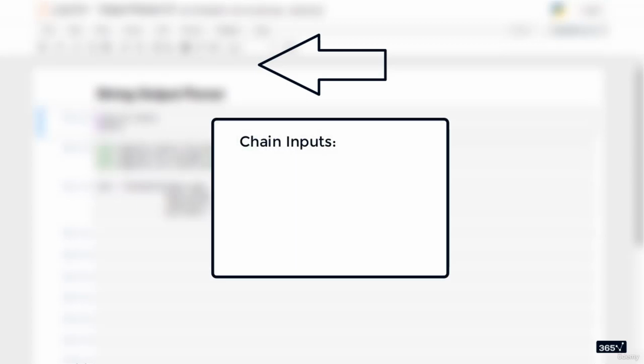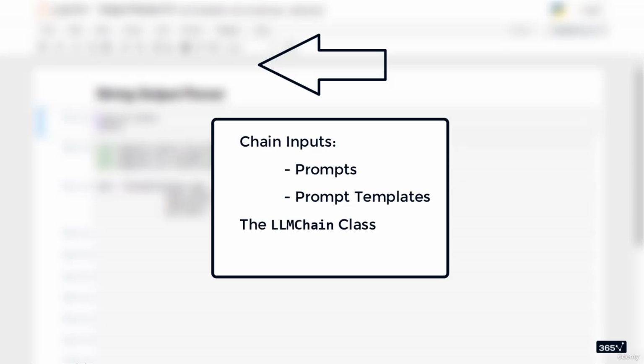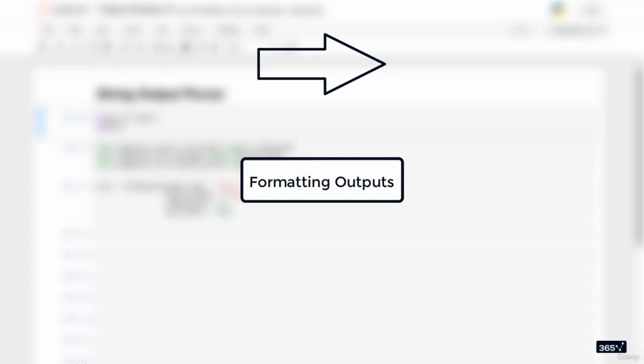So far in this course, we've discussed the inputs to a chain, prompts and prompt templates, the LLM chain class, and several chat memory types. Now it's time we explore another important topic, formatting outputs.